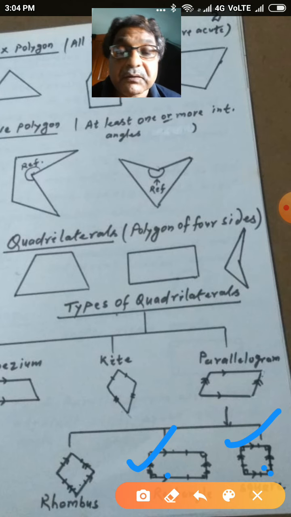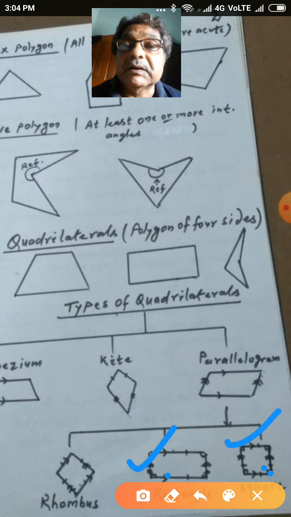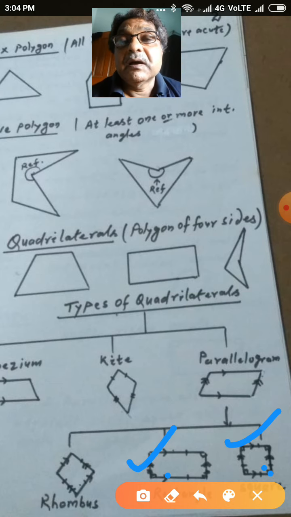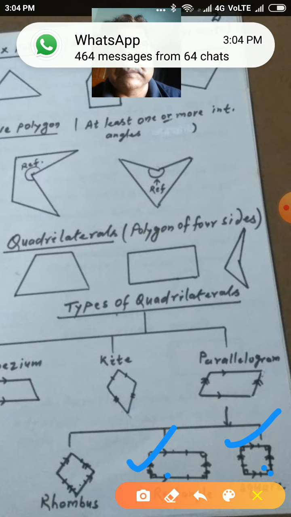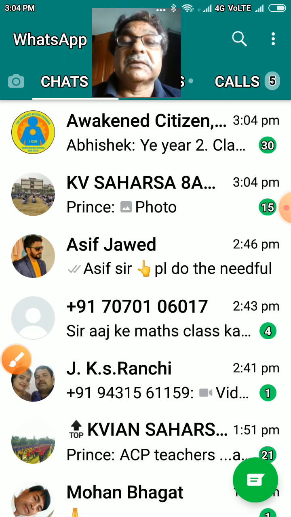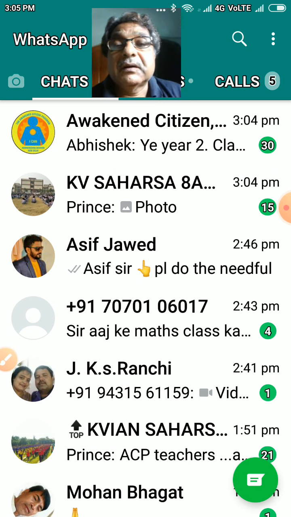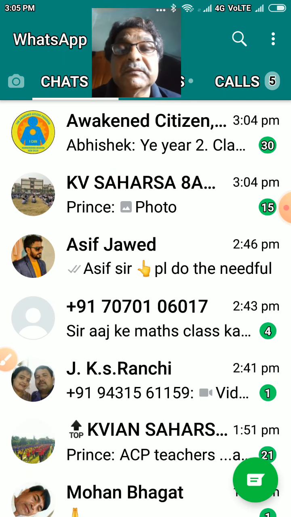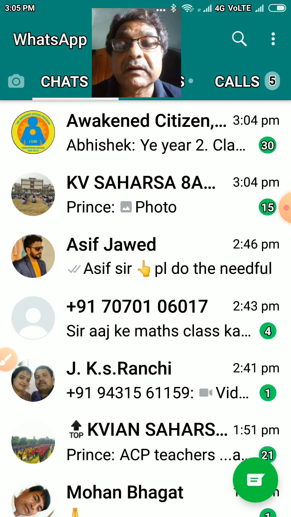So if you now observe, there are various types of quadrilateral, and let us stop here because there is some storage problem in the mobile as well as a net problem, and also the topic is long.